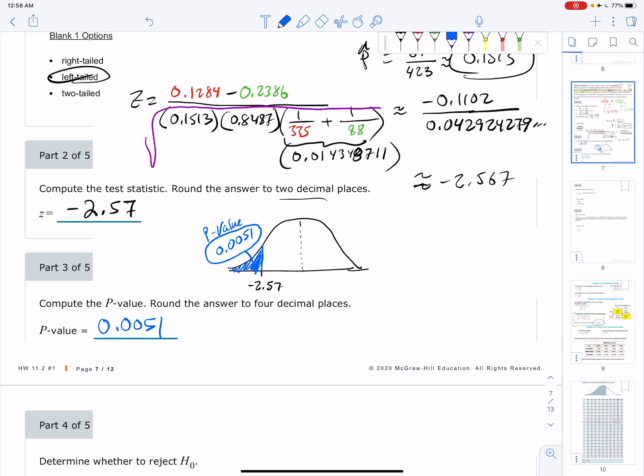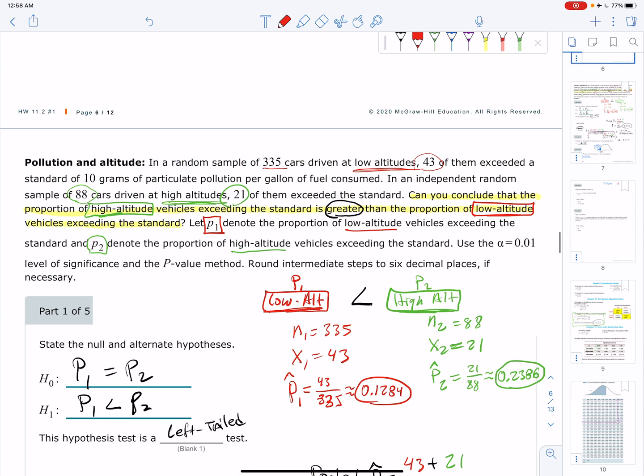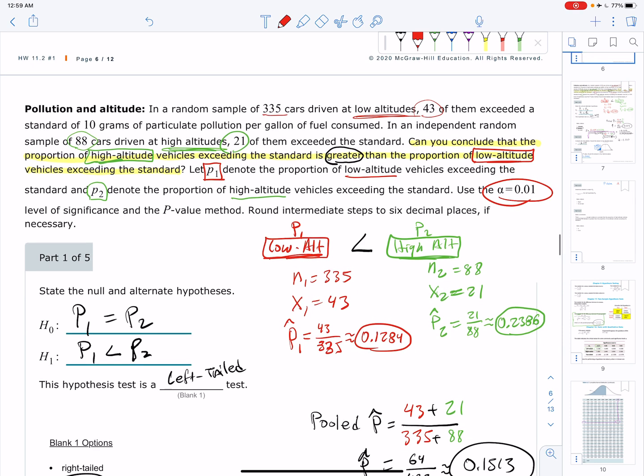So the question is, do we reject or not? The nice thing about p-values is that they're always going to be positive, so you don't have to worry about a negative number being further away from 0. They're areas. So what you want to do is compare your p-value, which is an area, to your alpha, your level of significance. If we go back to the original problem, you can see the alpha is right there, which is 0.01. Ooh, that's a small alpha.